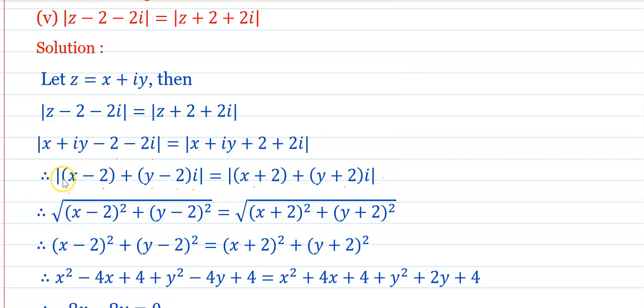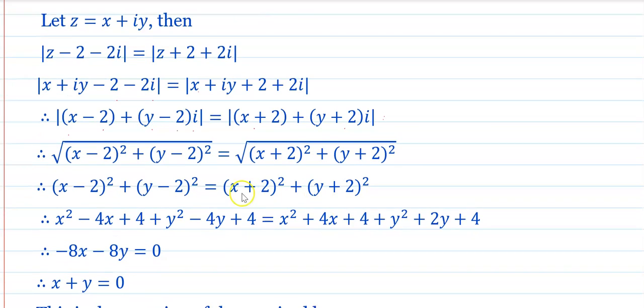Now the mod of (x minus 2) plus (y minus 2)i is nothing but the square root of (x minus 2) squared plus (y minus 2) squared. And the mod of (x plus 2) plus (y plus 2)i is the square root of (x plus 2) squared plus (y plus 2) squared. Squaring on both sides, we get (x minus 2) squared plus (y minus 2) squared equals (x plus 2) squared plus (y plus 2) squared.